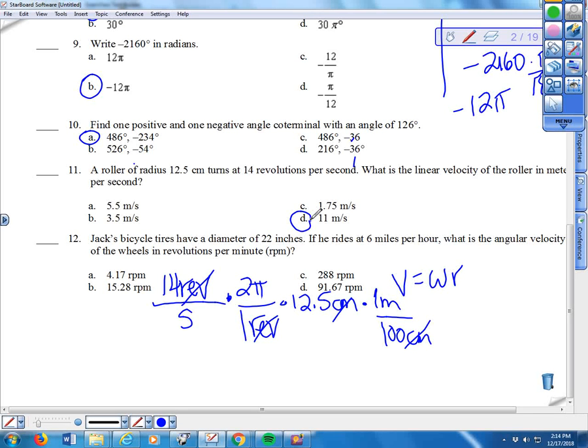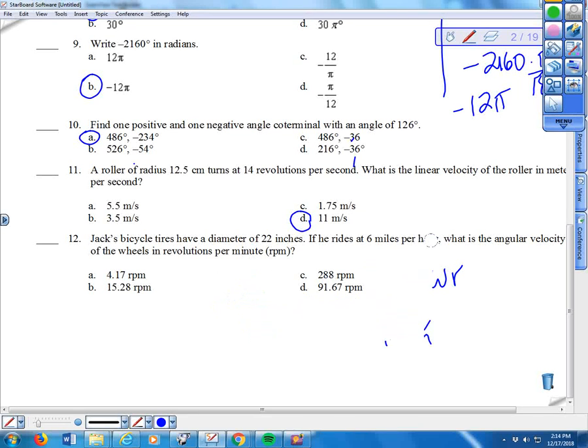Jake's bicycle tires have a diameter of 22 inches. If he rides 6 miles per hour, what's the angular velocity? So velocity is equal to angular velocity times radius. Radius is 11. So we have 6 miles per hour. These are revolutions per minute, times radius 11 inches.